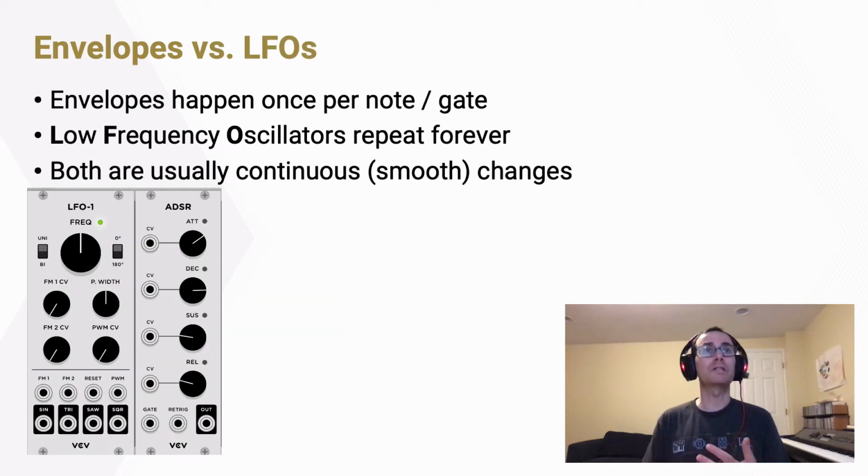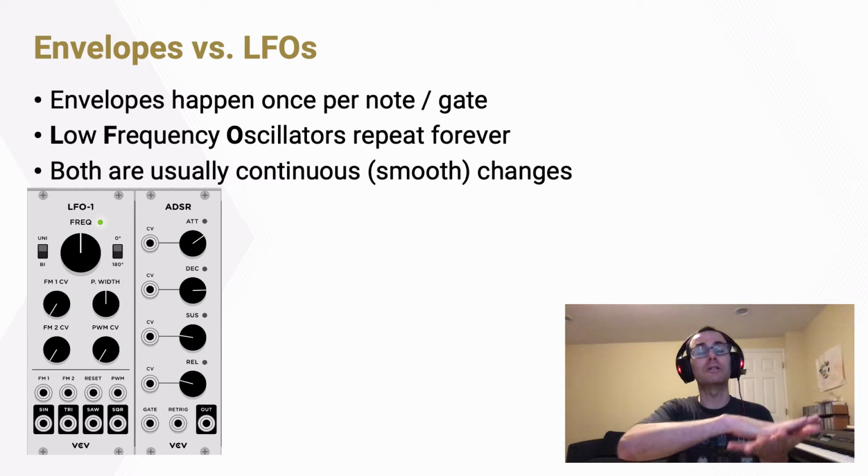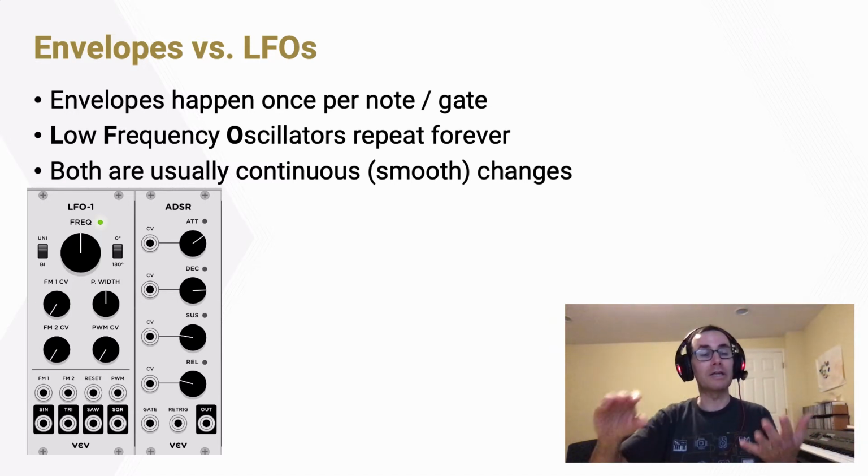In the last video, again, we looked at envelopes as compared to LFOs and the different roles that they play in changing sounds over time. Envelopes, as you may remember, happen once per note. They start when I push the key down to start playing a note, and they do their final release when I let go of a key to end a note. Low frequency oscillators, or LFOs, on the other hand, repeat forever. They're always wiggling back and forth with some kind of basic waveform to change something like the frequency of a sound to create a vibrato effect or something along those lines. Both of these, though, are typically continuous changes. So they don't jump around very suddenly, but they usually ramp very smoothly from one value to the next to the next.